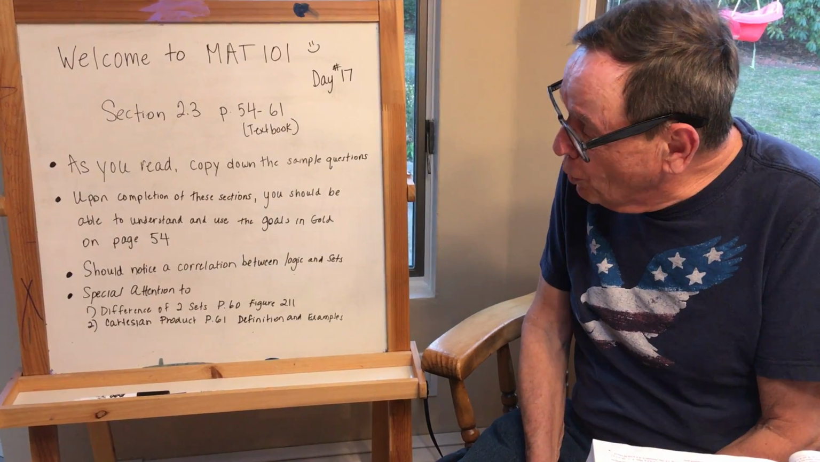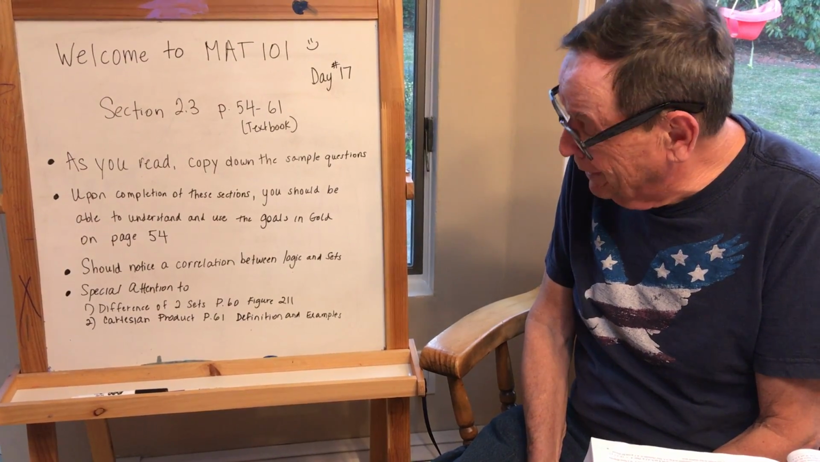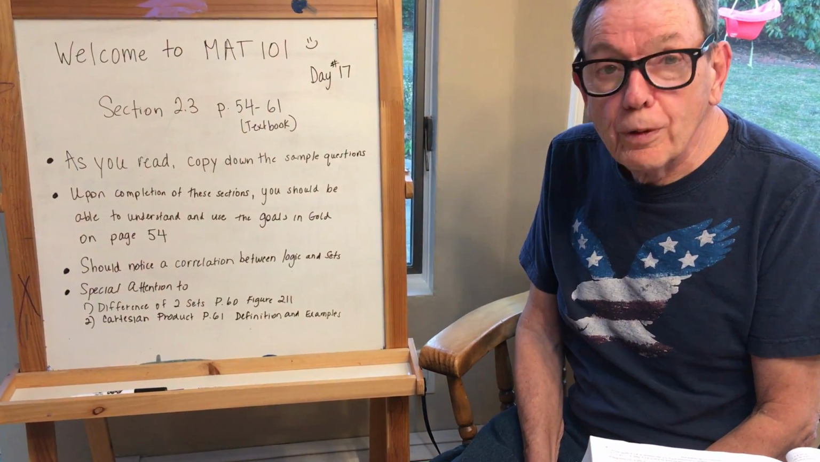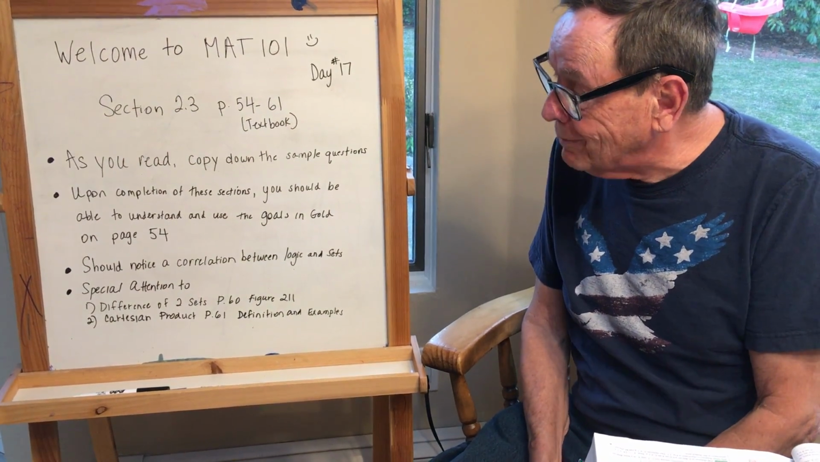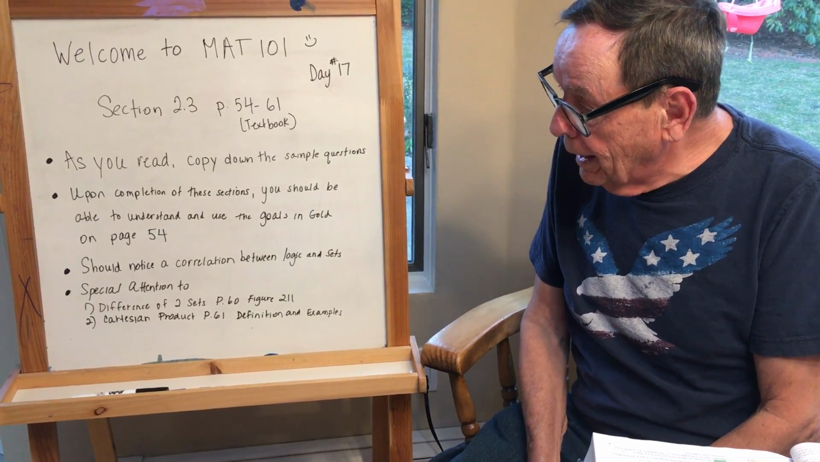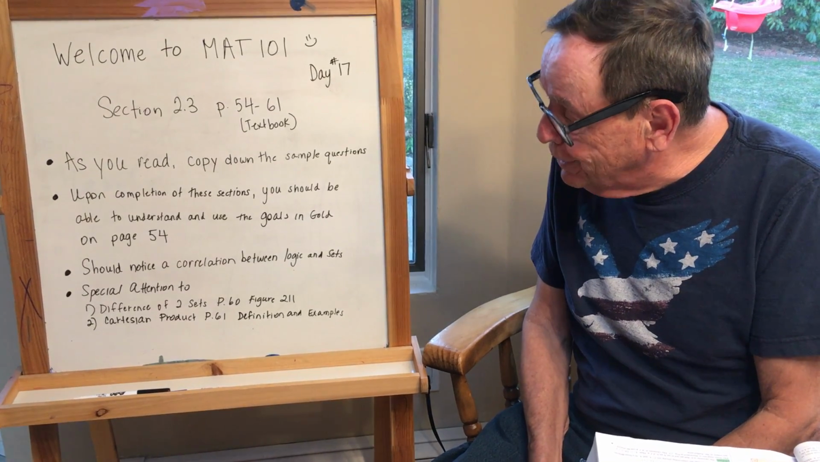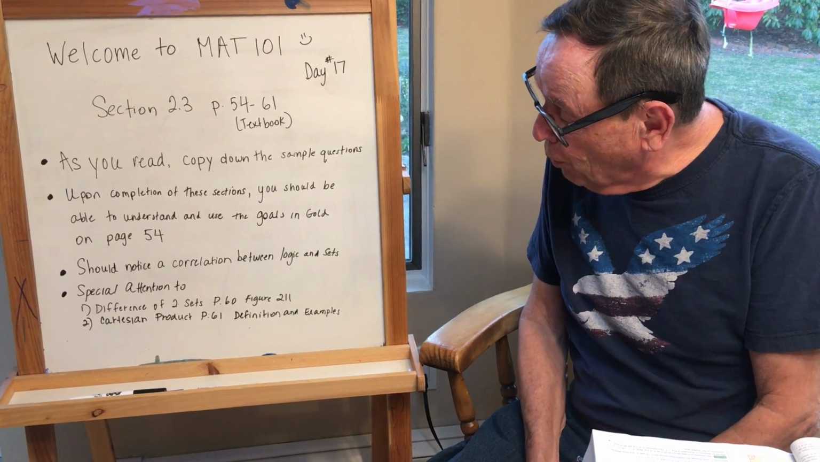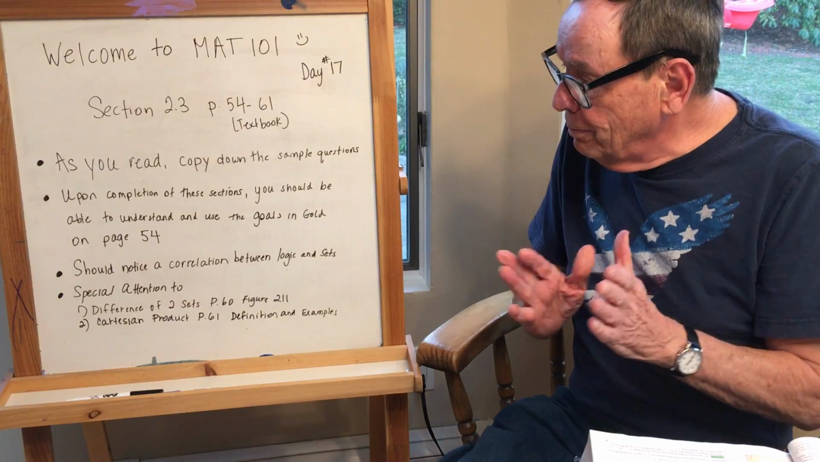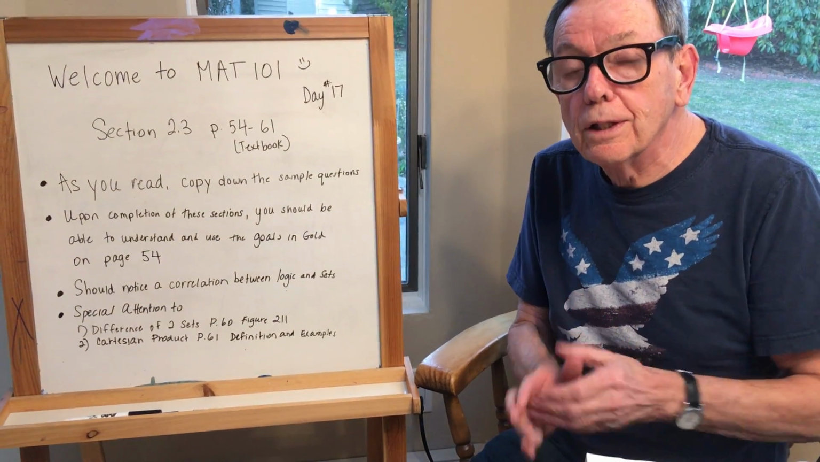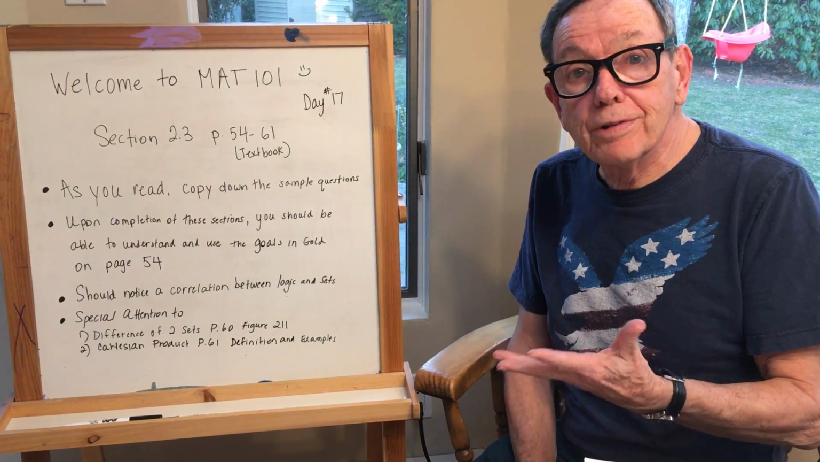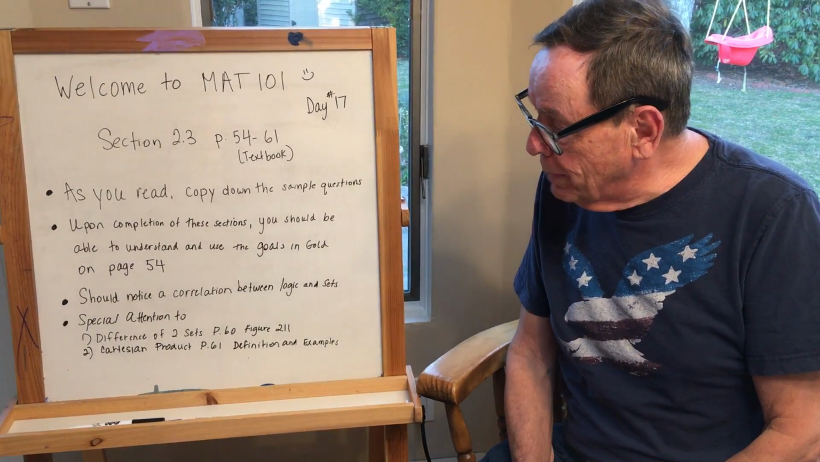And you should definitely notice a correlation between logic and sets. It should be easier for you than students who haven't had that chapter yet. And pay special attention to the difference of two sets. Page 60, figure 2.11. What they mean by the difference of two sets is what's in the first set that's not in the second. Very simple, huh? And they even show you a nice picture.